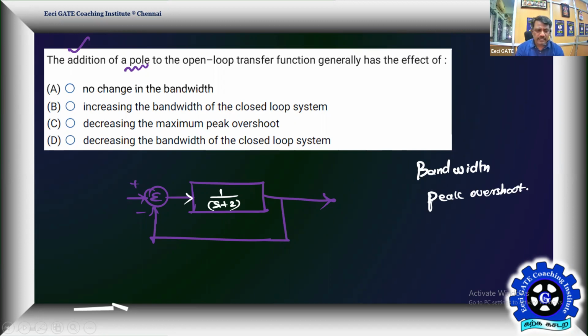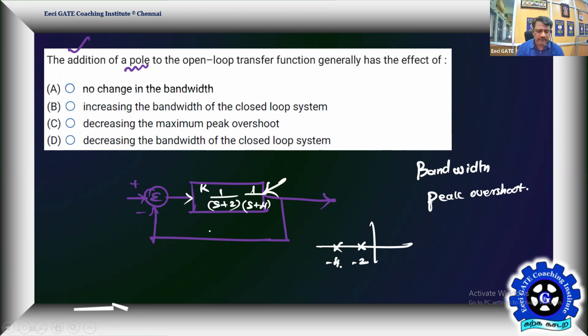So the pole is already there at -2. One pole is there at -2. Let me add one more pole, say for example, 1 by s plus 4. This is the pole I'm adding, so a pole at -4. And there will be some K, and you can set a certain K value for this.